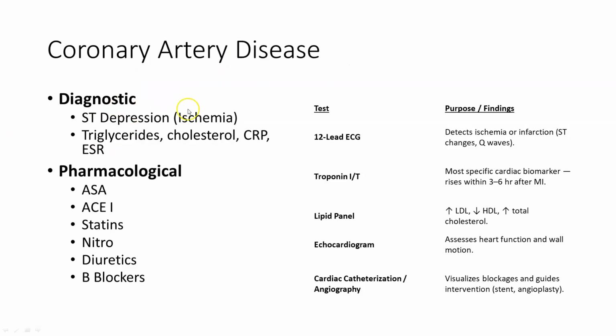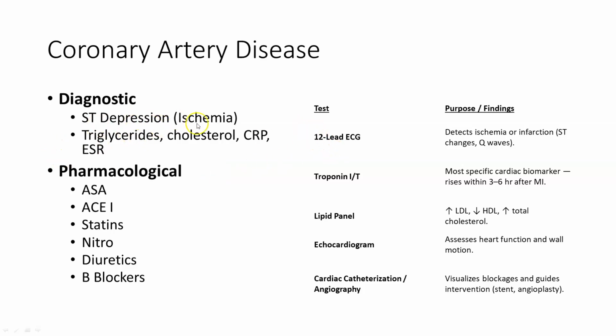Diagnostic-wise, I do see just a few things that we can look at, such as ST depression. It could indicate ischemia. Triglycerides, obviously, that's going to give us information as well as our cholesterol. Our CRPs and our ESRs are, again, going to tell me that I have inflammation, but it's not going to tell me where that inflammation is.